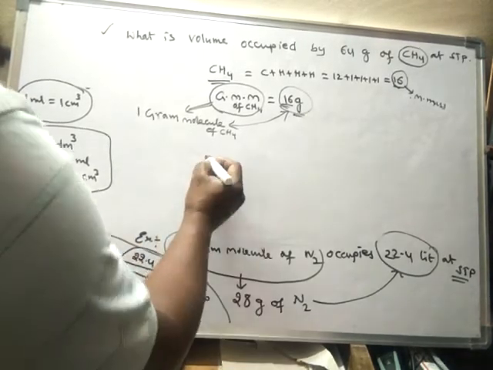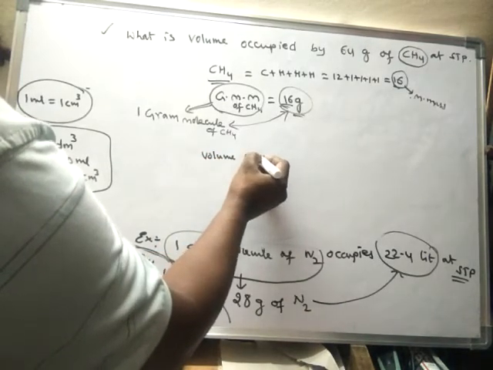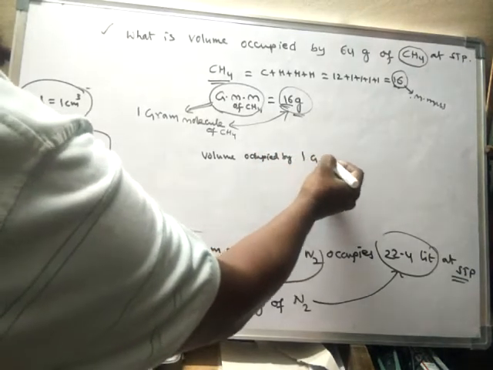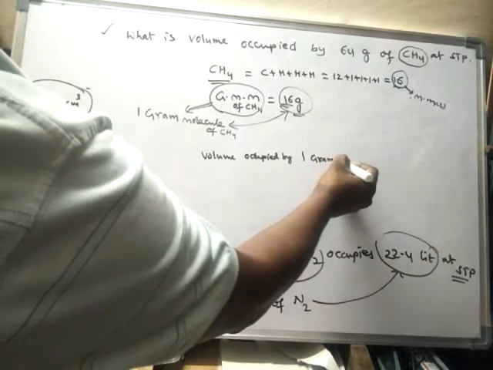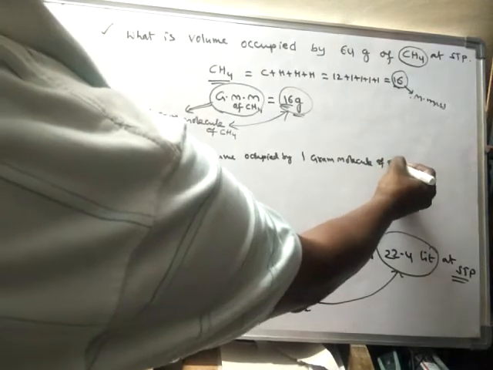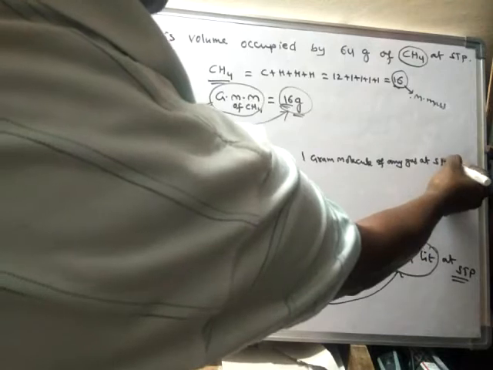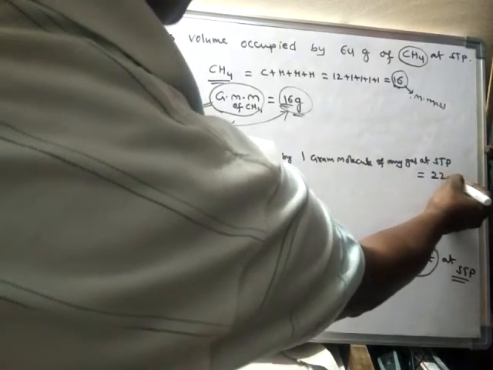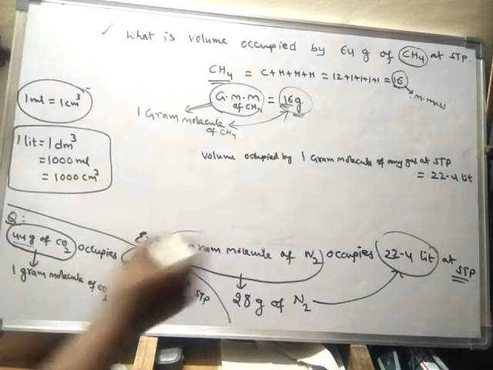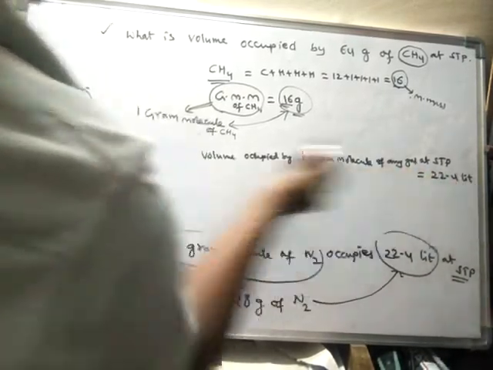Already we know the volume occupied by 1 gram molecule. Experimentally it is proved that 1 gram molecule of any gas at STP will be equal to 22.4 liters. Just now we learned this. So the volume occupied by 1 gram molecule of any gas at STP is 22.4 liters.